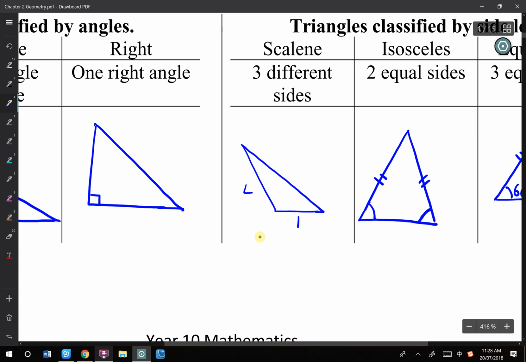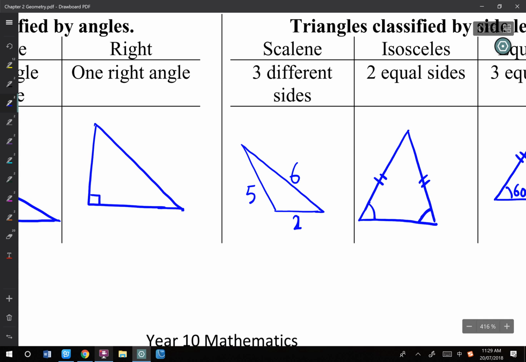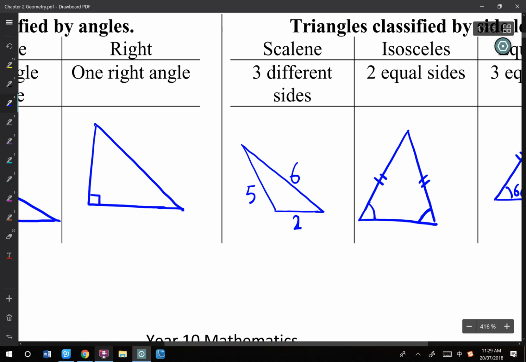Let's guess. I can have 1, 4... I can have that, I can't have that. For example, I can have 2, 5, and 6. Any two added up are greater than the other one. That's fine, so I can have a triangle like that.